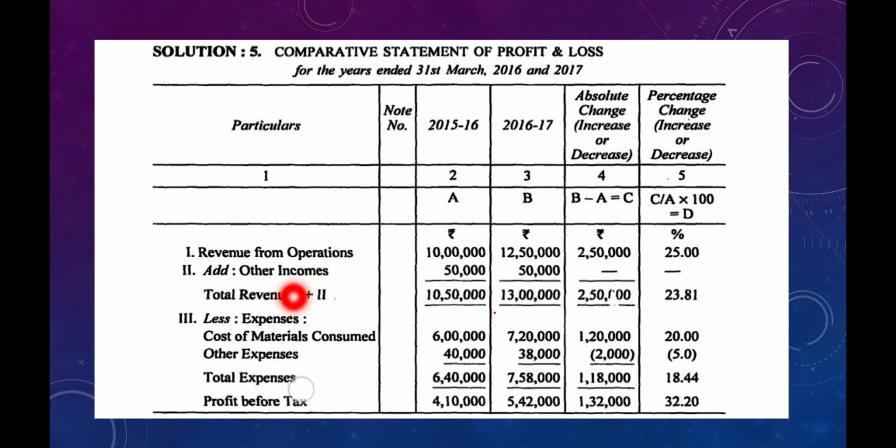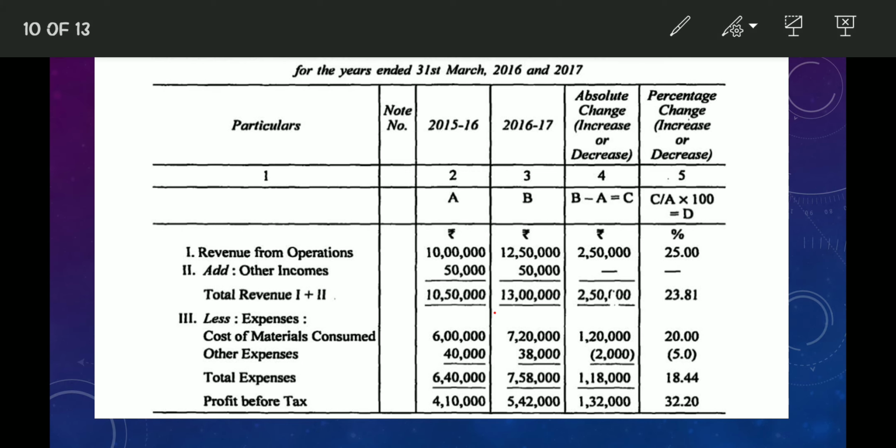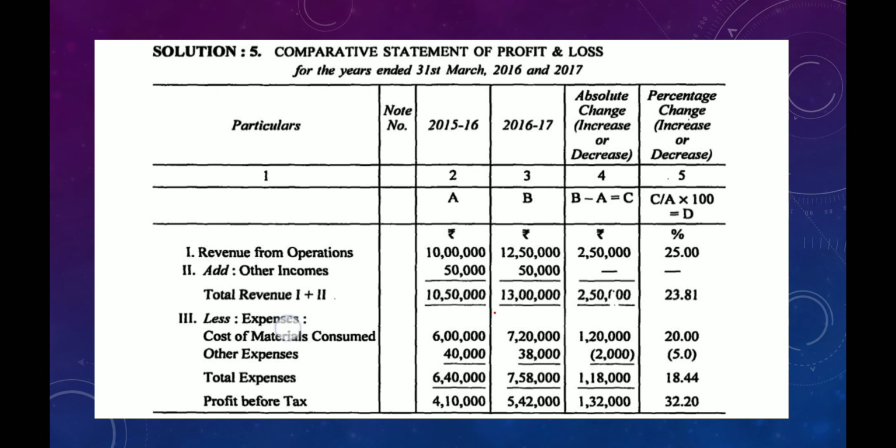Now, as you know, there is the figure given for other income, that is investment, interest on investment. So it is placed in other incomes, that is 50,000, 50,000. There is no change because 50,000 minus 50,000 is 0, and that is why there is no percentage change. After that, you may make the total column, that is total revenue, first plus second head, 10 lakh 50,000, 13 lakh.